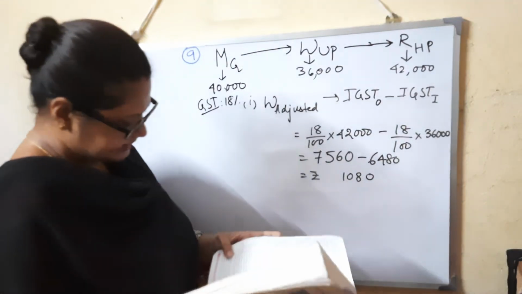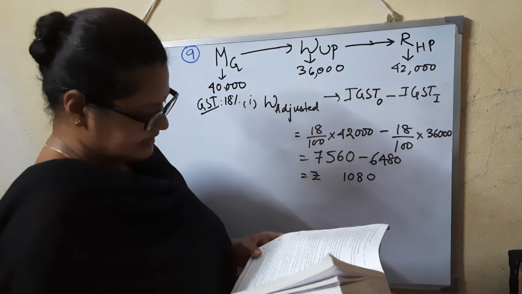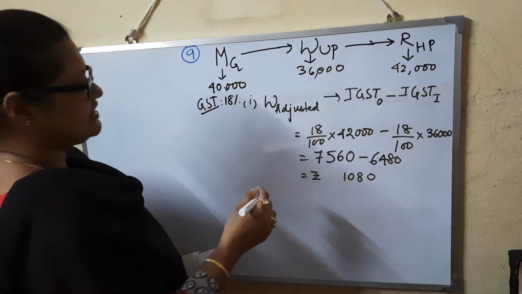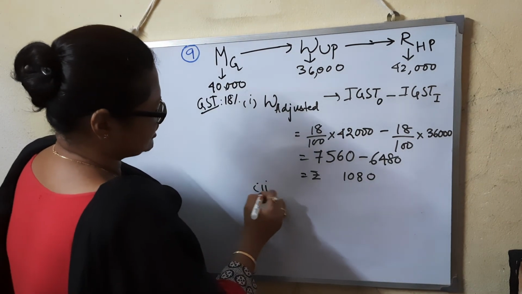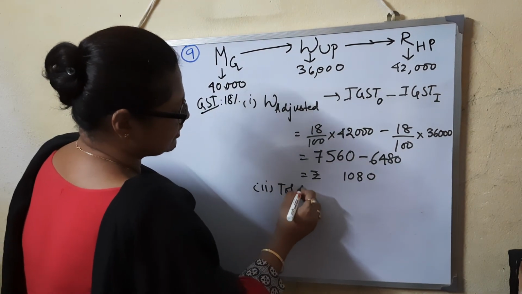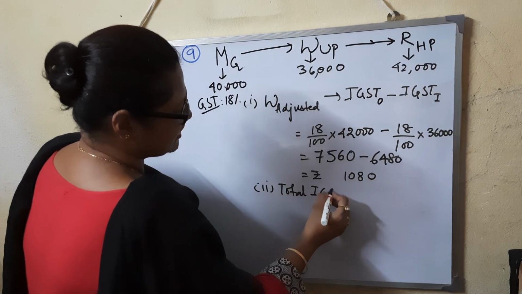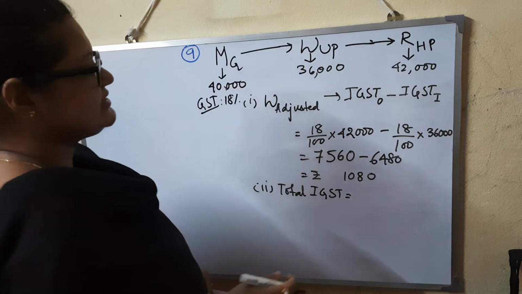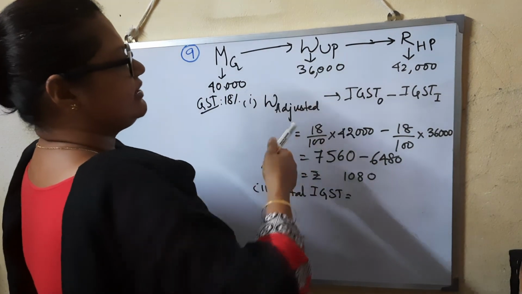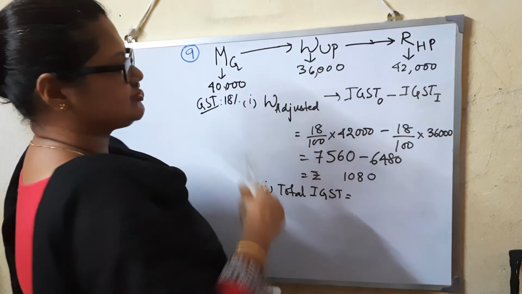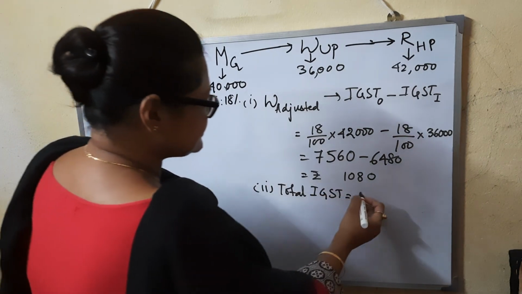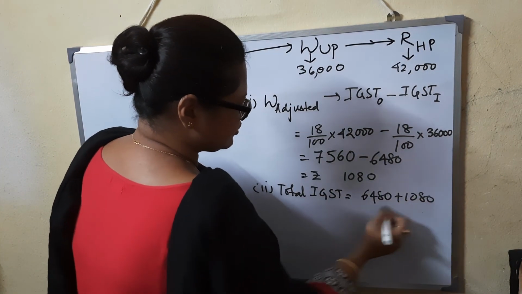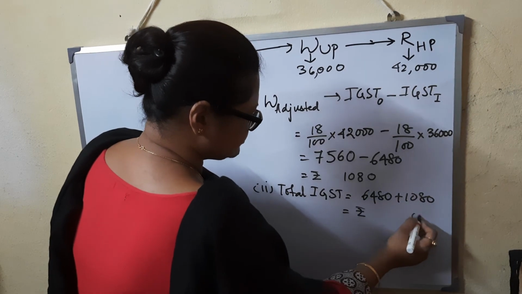And the last part of this question states the amount of tax received by the central government. Now, how much will the central government get in total? That means the total IGST which the central government gets, that is what is paid by the wholesaler and the amount adjusted. That is 6480 plus 1080. So we get 7560.